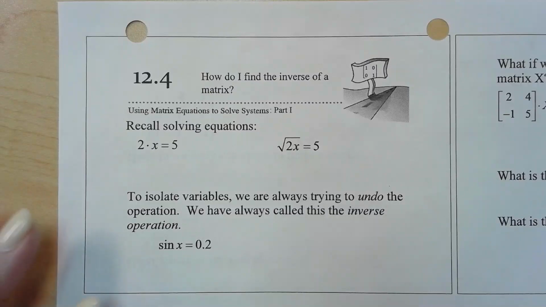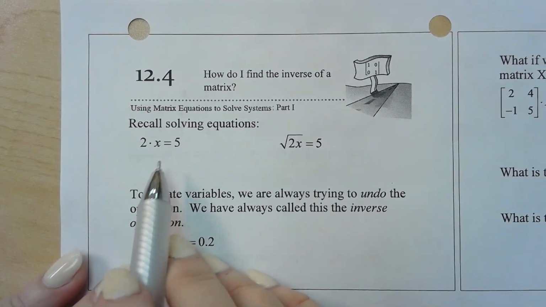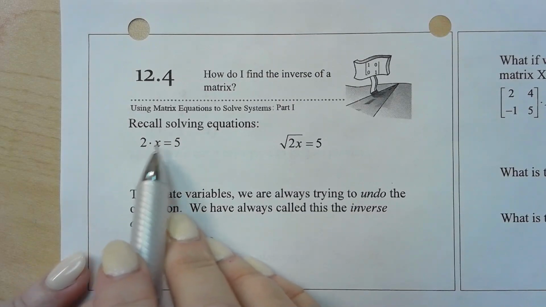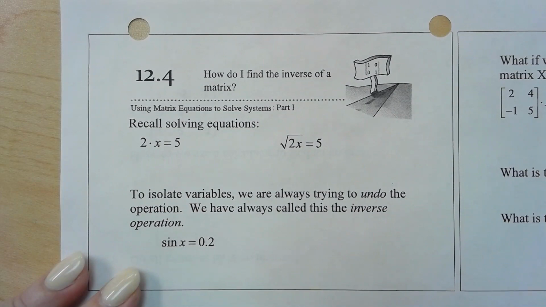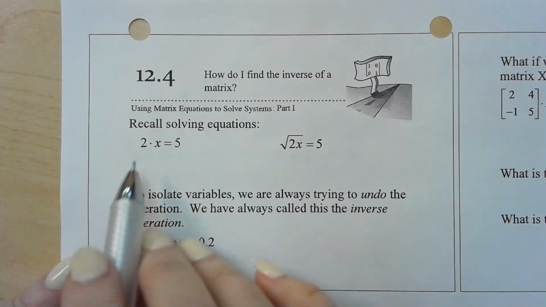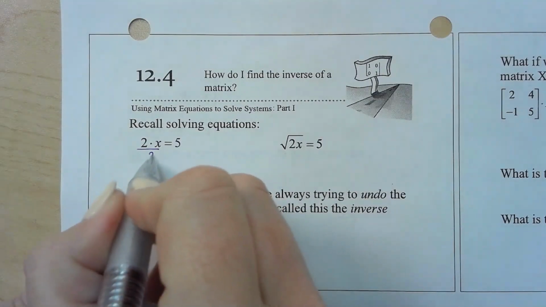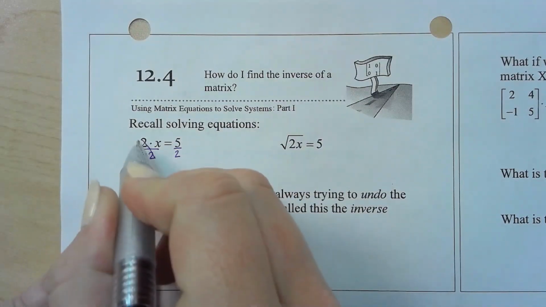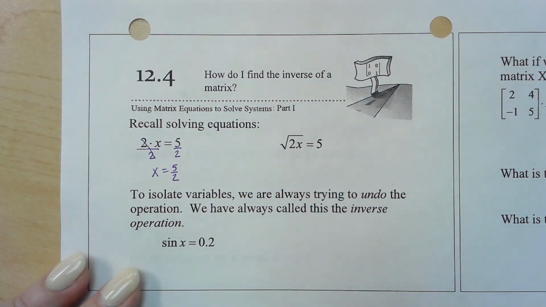So I know this is going to be kind of cheesy, but let's go back to something so easy from middle school. If 2 times x equals 5, how do we solve for x? Now, I know that we've always said, if this is multiplication, you can divide. And that's not wrong. We can divide both sides by 2. We undo the multiplication, and we get x equals 5/2.